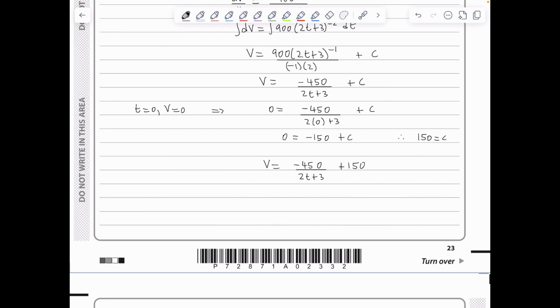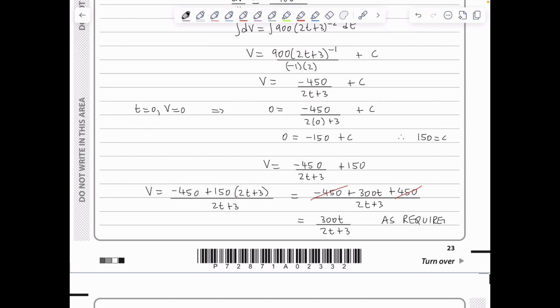So we're looking at capital V being equal to minus 450 plus 150 times 2t plus 3, and everything divided by 2t plus 3. This leads to minus 450 plus 300t plus 450 over 2t plus 3. Obviously, we can see that the minus 450 with the 450 will cancel out, and this leads to 300t over 2t plus 3 as required.